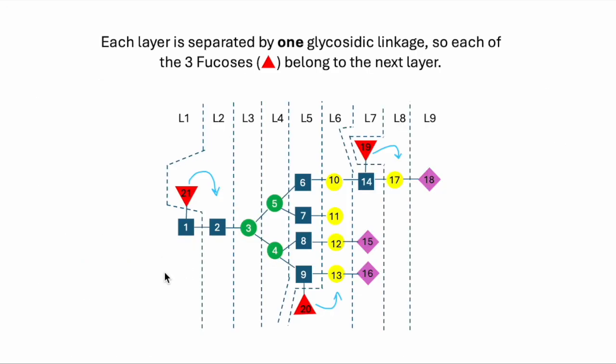This diagram is just to remind people that each layer is separated by one glycosidic bond. So though this fucose attached to subunit number 9 is typically drawn on the same level, because it is separated by one glycosidic linkage, this fucose actually belongs to layer 6, right? And this fucose up here, number 19, belongs in layer 8. If this fucose happens to have another monomer attached to it, then that one would belong to layer 9.